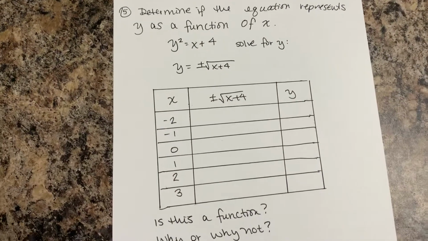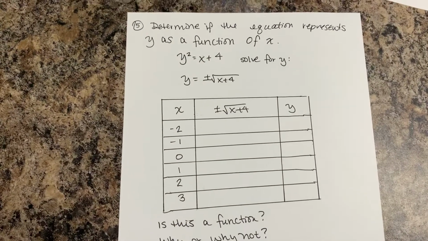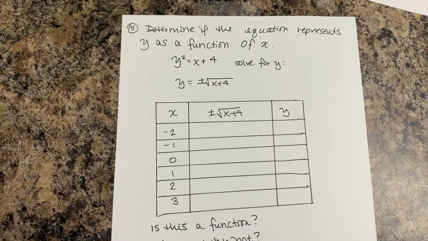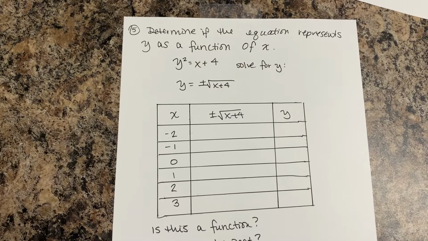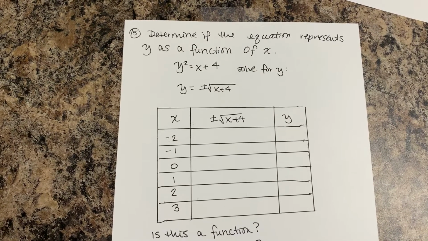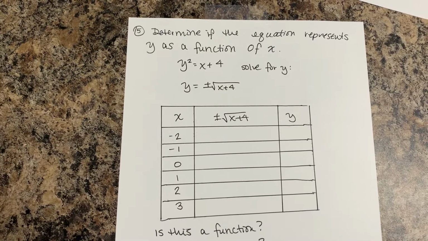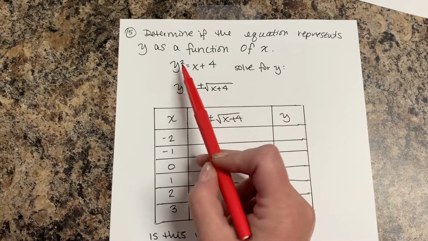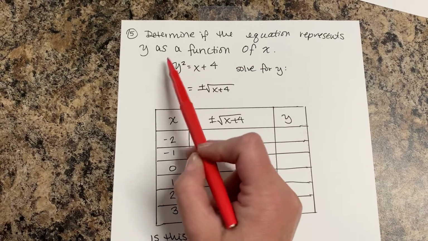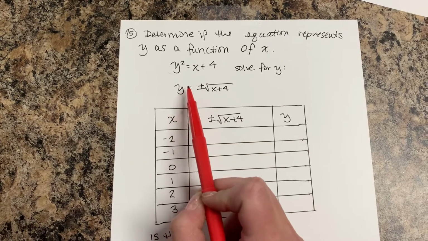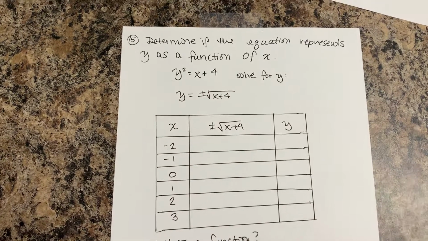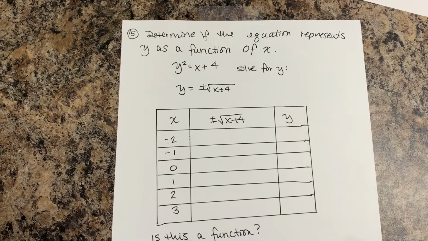Okay, so this is number 5 from 1.01 that a lot of people missed. Determine if the equation represents y as a function of x, and the equation is y squared equals x plus 4. So you have to solve it for y. We want to get y as regular, so we take the square root of both sides, and when we do, we get y equals plus or minus the square root of x plus 4.